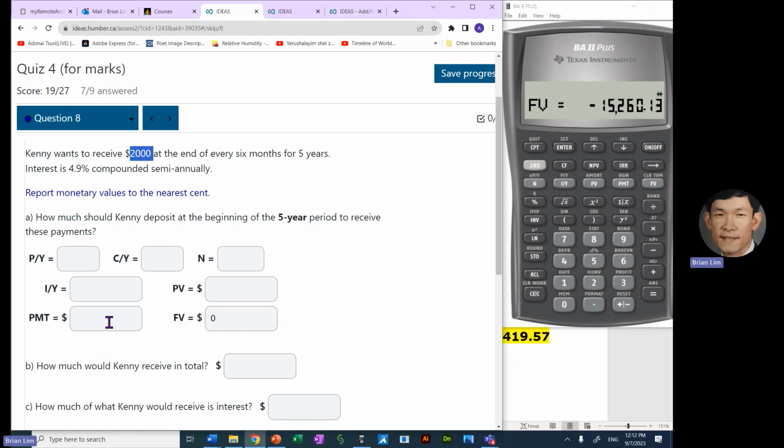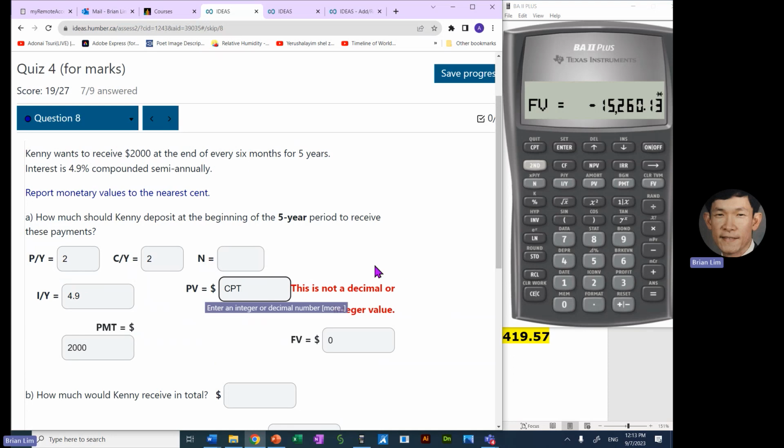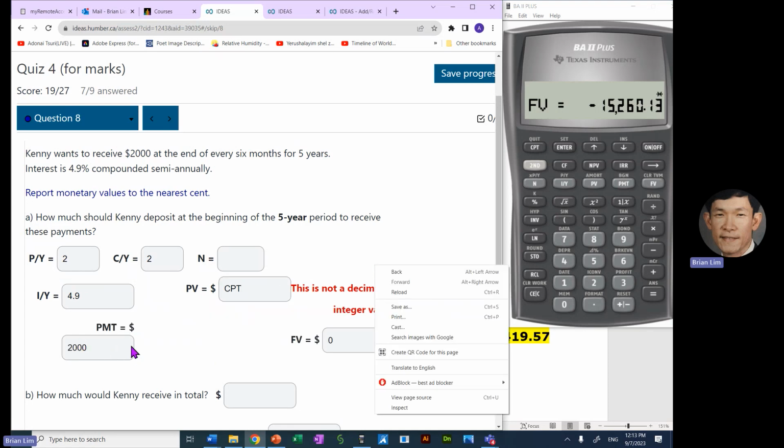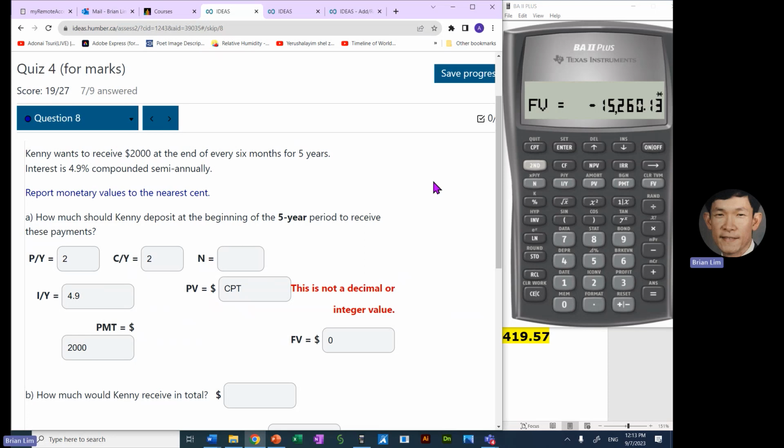And Kenny wants to receive $2,000, so let's put the $2,000 in there. And he wants to do that every 6 months, so PY is 2, and the compounding is semi-annually, so CY is also 2. Our interest is 4.9, as you can see right up here. And the present value is what needs to be computed. That is what Kenny has to have in there to receive this $2,000 every 6 months, twice per year. All right, so let us begin.